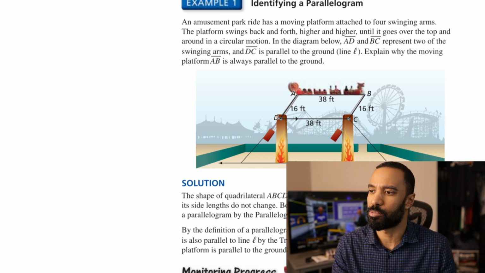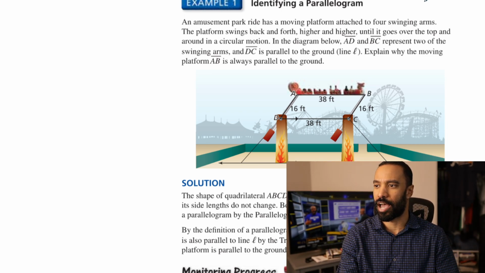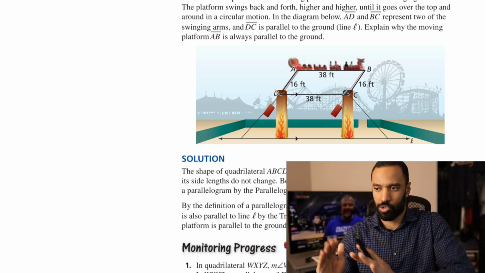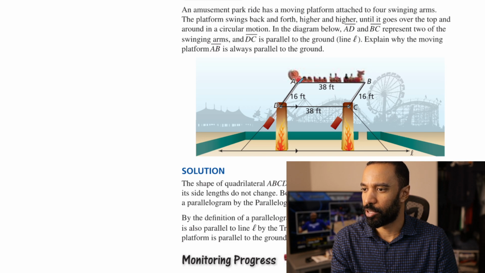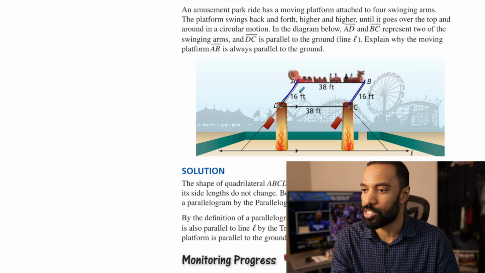An amusement park ride has a moving platform attached to 4 swinging arms. The platform swings back and forth higher and higher until it goes over the top and around in circular motion. So it's kind of like that. In the diagram below, AD and BC, here and here, represent 2 of the swinging arms. They never call it a parallelogram. They just say diagram. And DC is parallel to the ground.